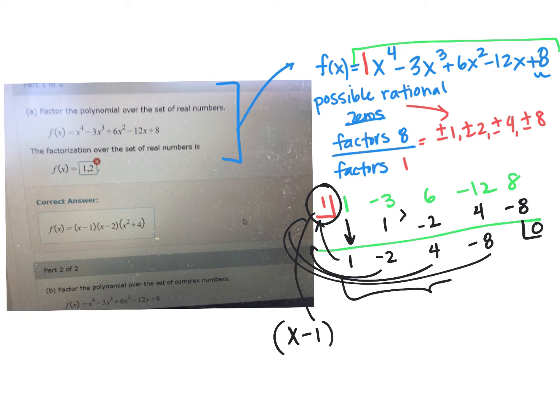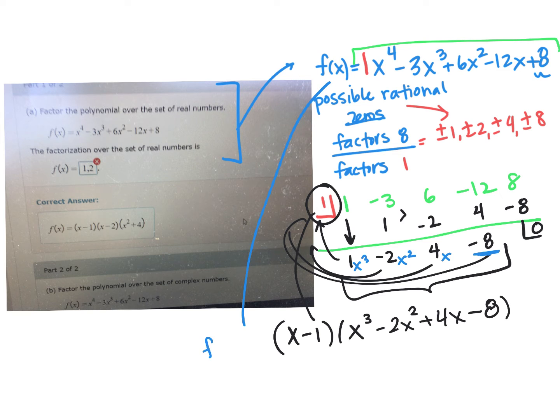And then the rest of these numbers here are the coefficients for our leftover polynomial. So we're going to be at x to the third minus 2x squared plus 4x minus 8. And so if you remember the last term here, that's our constant. Then we stick an x, and then we go x squared, and then x cubed. So this is me factoring that function, f of x. And so I want to see if we could factor it more.